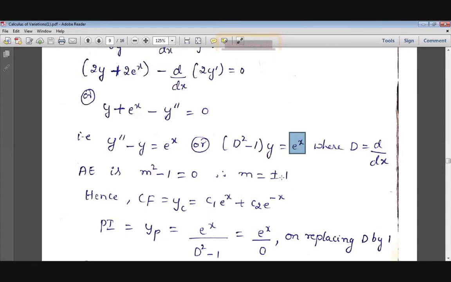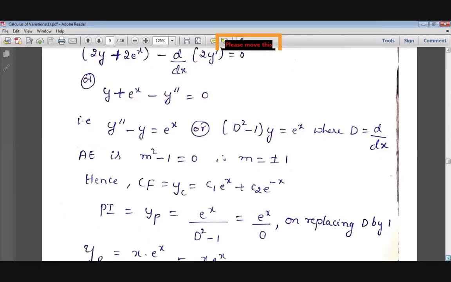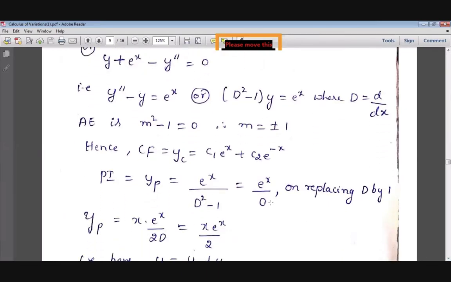If you substitute this, a value is nothing but the coefficient of x. What is coefficient of x here? 1. So if you substitute 1 in place of D, that will become 1 square minus 1, that is 0. So at that time what we have to do? Multiply numerator by x, differentiate this denominator with respect to D. So differentiation of this is 2D.